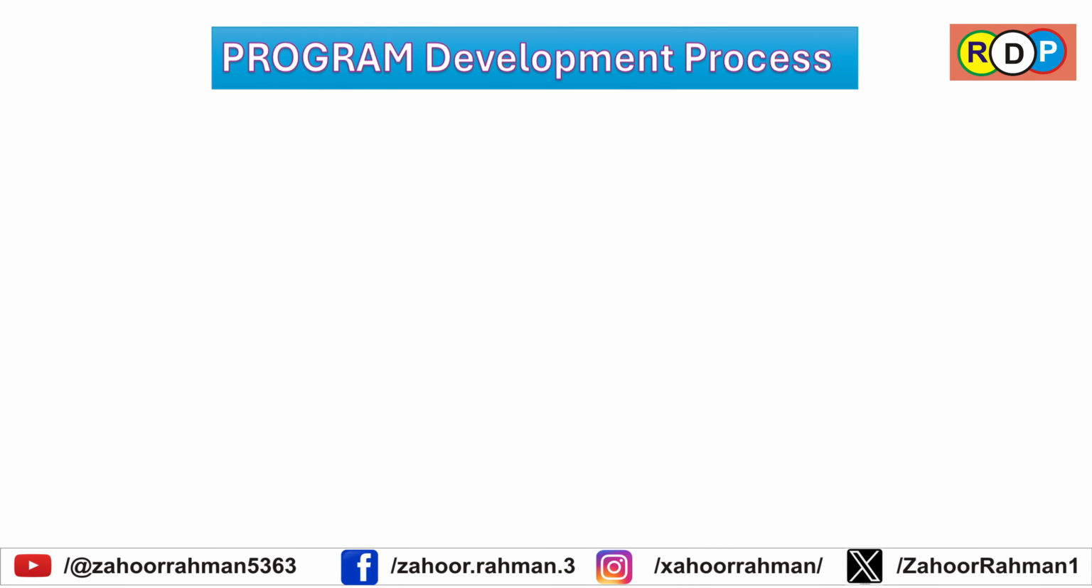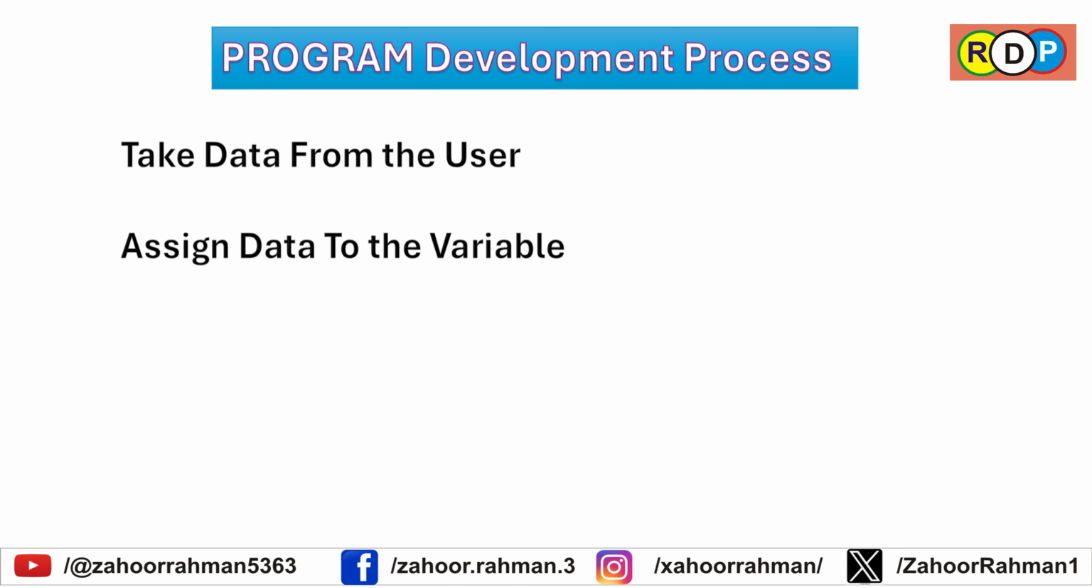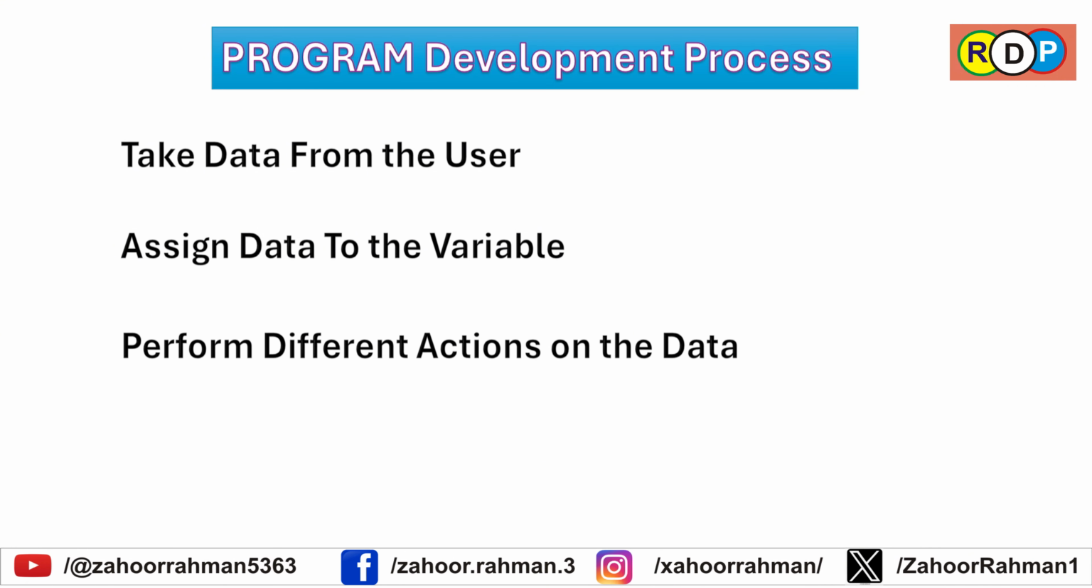Ladies and gentlemen, whenever you are developing a program, there is a process called program development process, in which there are four different steps involved. The first one is you have to take the data from the user. In the second step, assign that data to the variable. In the third step, perform different actions on the data and provide output to the user. All these steps will be explained at the last program of this lecture at the end.